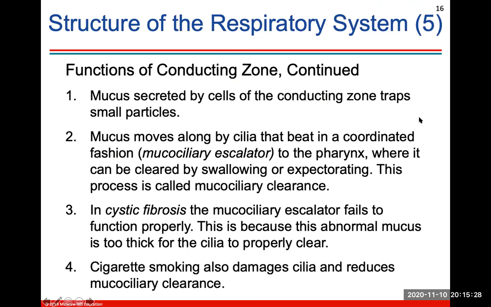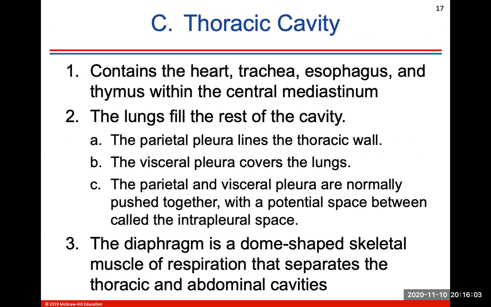More functions of the conducting zone: the mucus secreted by cells will trap small particles, and then that mucus will be moved along by the cilia, eventually to the pharynx, where it will be cleared by swallowing or coughing it up. In cystic fibrosis, the mucociliary escalator fails to function properly, because abnormal mucus is too thick for the cilia to properly clear. And cigarette smoking damages the cilia completely and reduces the ability to clear all these harmful substances trapped by the mucus.